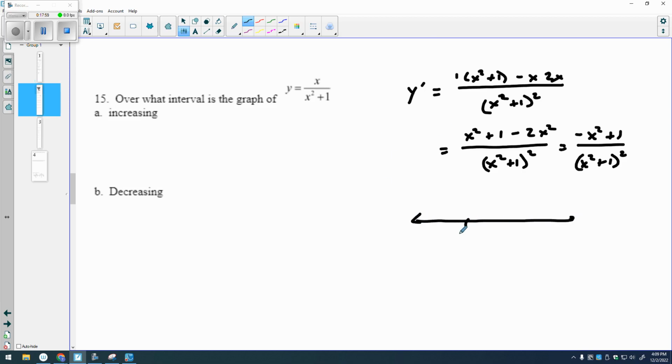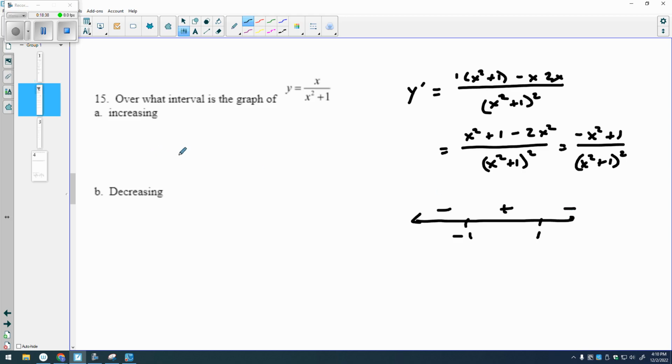Look at a number line, negative 1, positive 1. Let's check values to the left of negative 1. The bottom is always positive, so let's ignore it. Plugging in like negative 2: negative 2 squared is a positive 4, but this makes it a negative 4 plus 1, negative. Put in something like 0: negative 0 is 0, plus 1 is positive. Put in something greater than 1, like 3: 3 squared is 9, negative 9 plus 1 is negative.